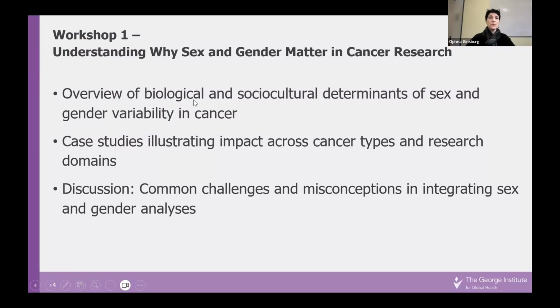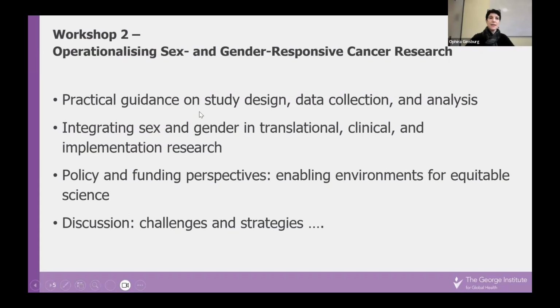Workshop number two is where we're at today. It will be practical guidance on the study design, data collection, and analysis, integrating sex and gender in translational, clinical, actually also basic science and implementation research, population sciences, and a view from the funders, policy and funding perspectives, as you'll hear from Cancer Research UK. And then we're going to discuss challenges and strategies.